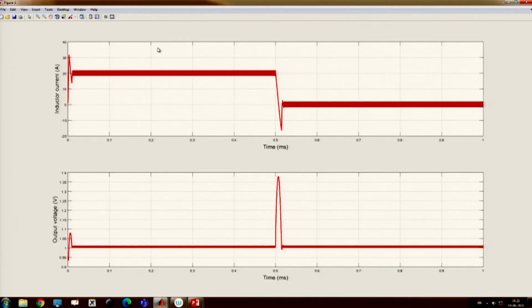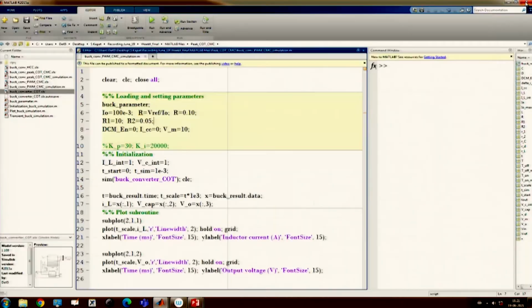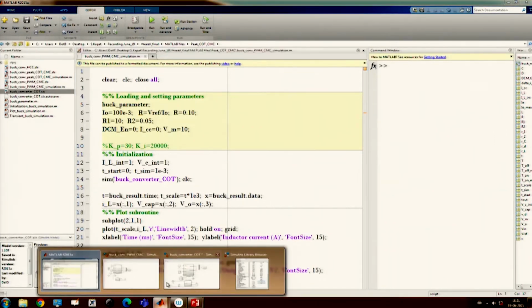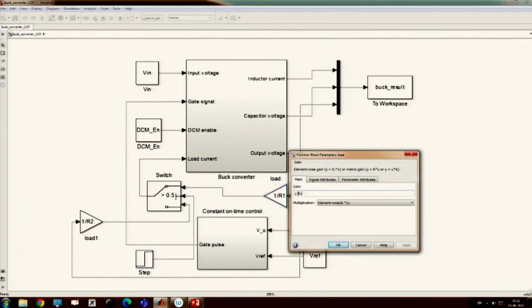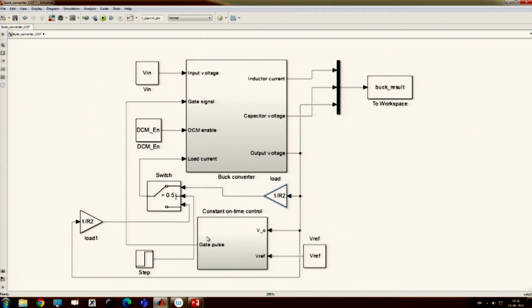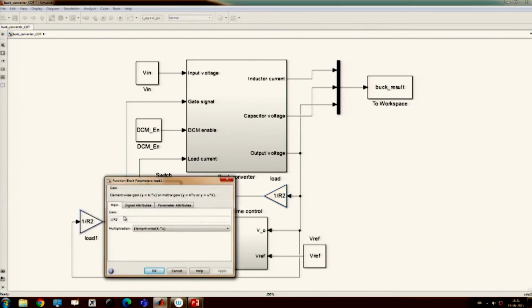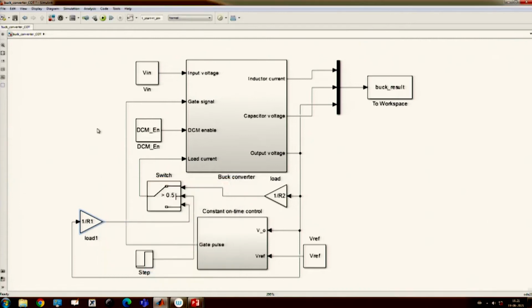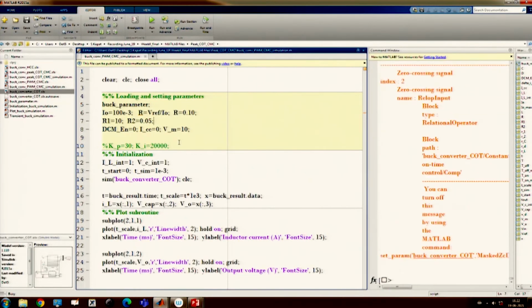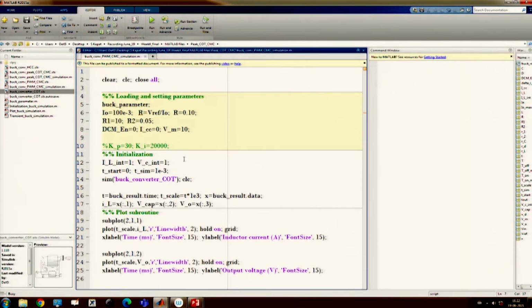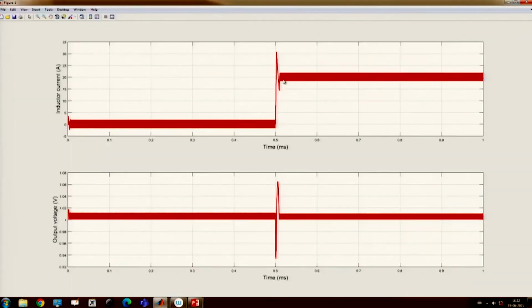Yes. So, this is the load transient performance. You can see initially, I think it changes from R2 to R1. So, we have to take this as R2 and this one as R1. Yes. So, this is a step load transient.